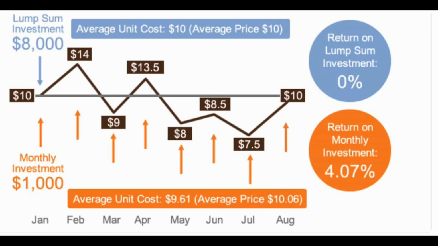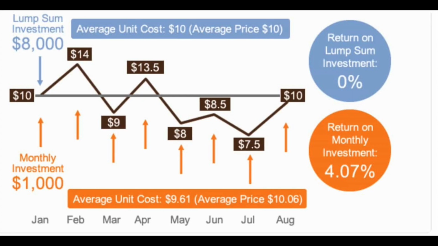So looking at this graph right now that's up on the screen, you can see that dollar cost averaging will return you a better percentage return on your investment over the long run. So in this one, if you're investing $1,000 monthly versus $8,000 at one time, over the 8 months, you're going to see a 4.07% return compared to if you did one lump sum investment, you're going to get a 0% return.